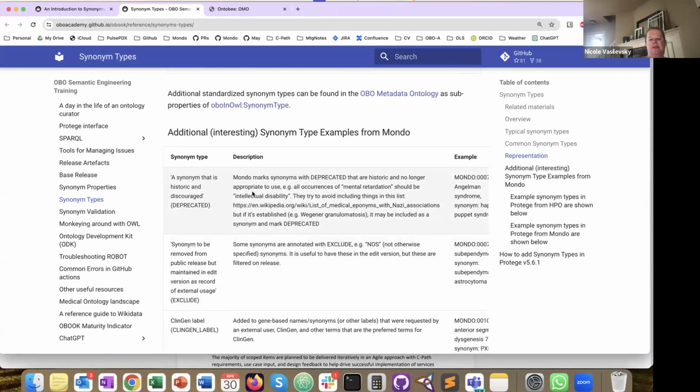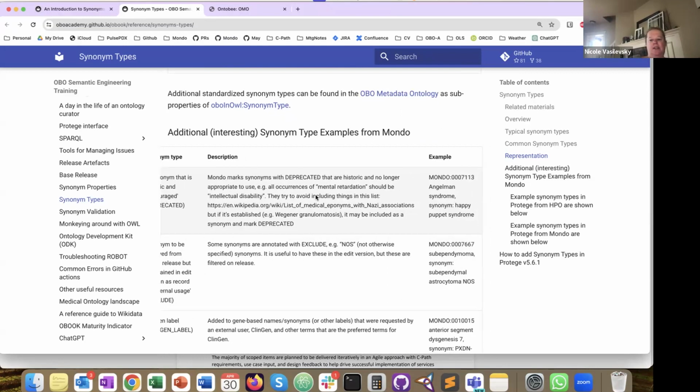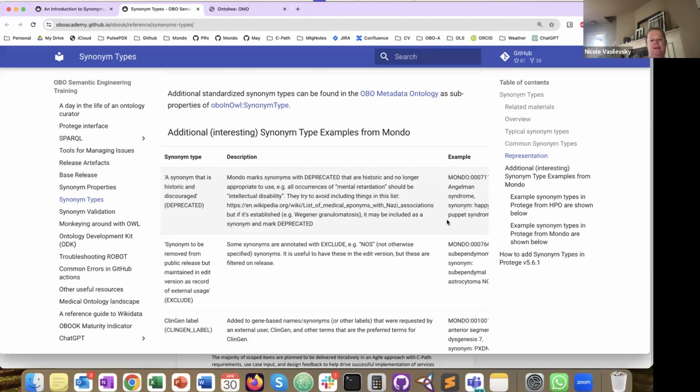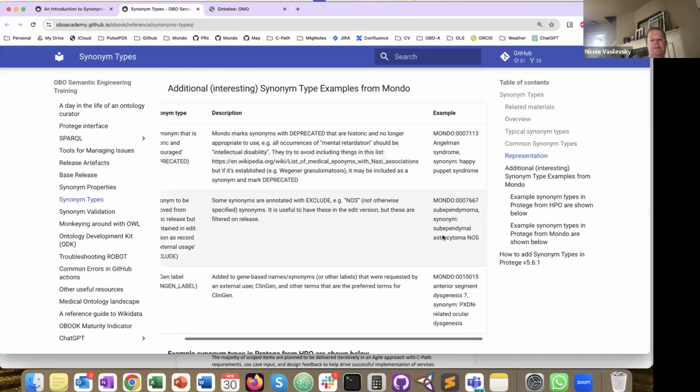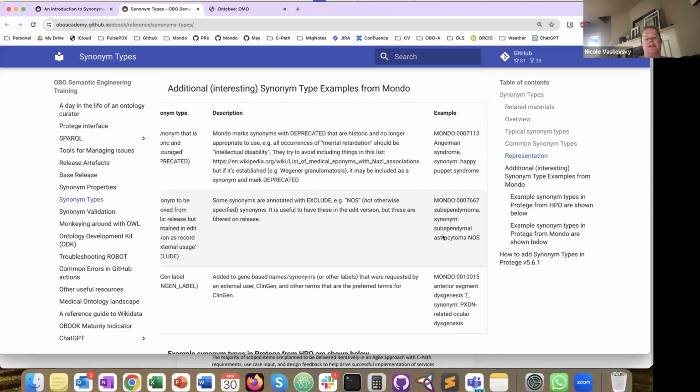Deprecated synonym is historic and discouraged. For example, Angelman syndrome has historically had this synonym called happy puppet syndrome. For obvious reasons, that doesn't seem very appropriate anymore. So this has been deprecated, or we exclude some synonyms.